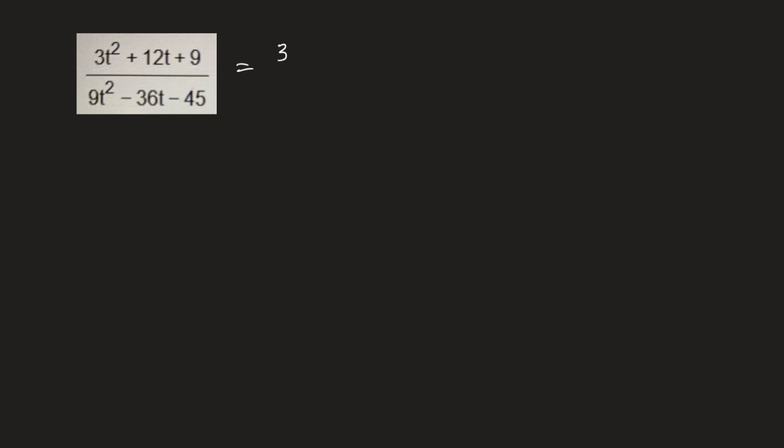So I'm going to take a 3 out first. So if I divide this by 3, it would just be a t squared. If I divide this by 3, it'll be a plus 4t. Plus divide this one by 3, it'll be a 3. Okay, that's on the top.